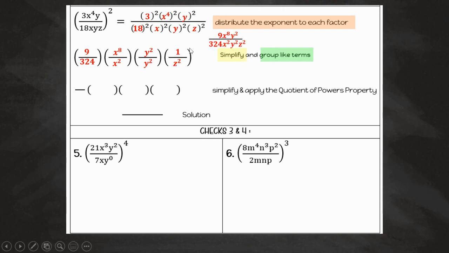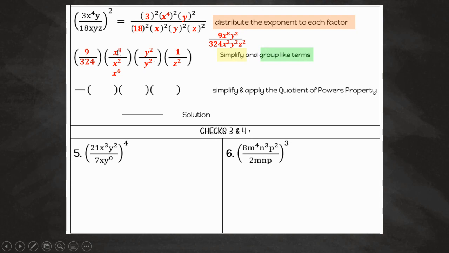Now, some students may be confused as to why I put 1 in my numerator. Well, here, z squared is in my denominator. I am dividing by z squared, so I have to make sure that I keep it in my denominator, and I just put it over 1, basically as a placeholder.